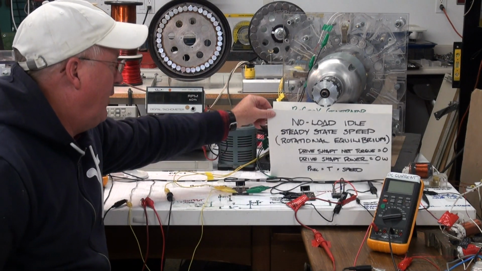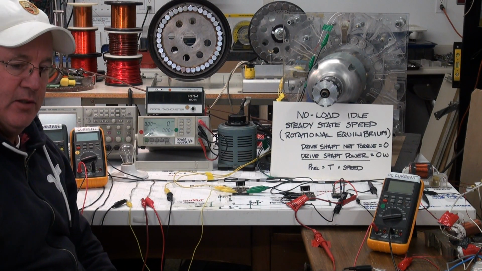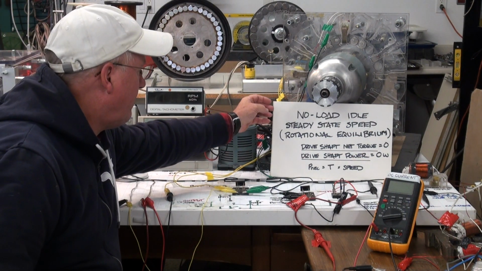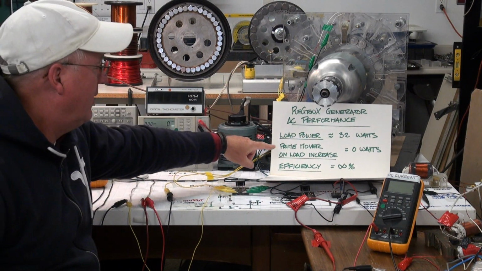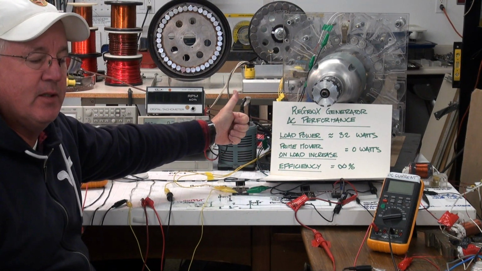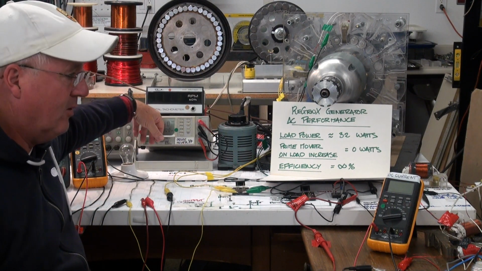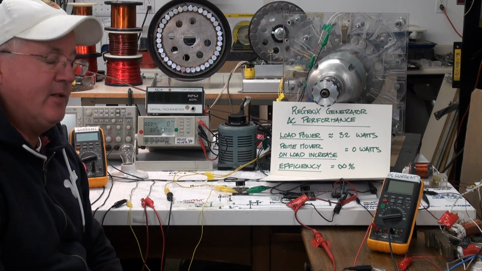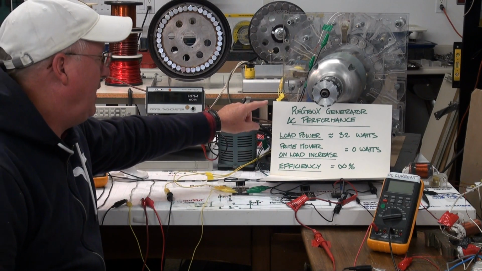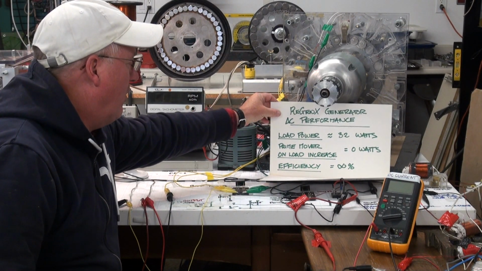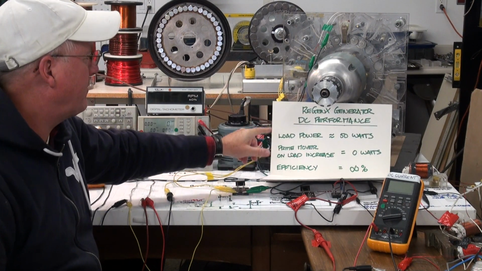And because we started with a drive shaft that had 0 mechanical watts in it, if the prime mover input doesn't increase, then that means that the mechanical power in the drive shaft when it's on load is 0, and that is infinite efficiency performance, and that's what we're going to see. Then that's the ReGenX generator's AC performance.